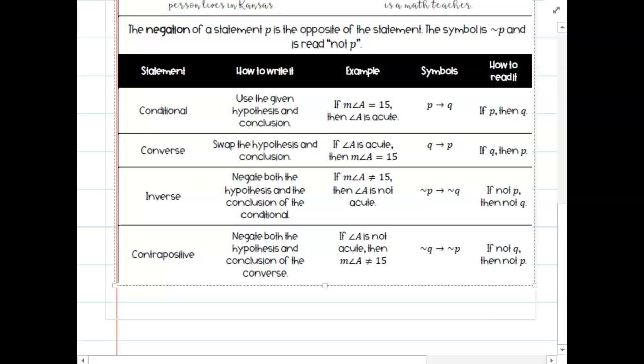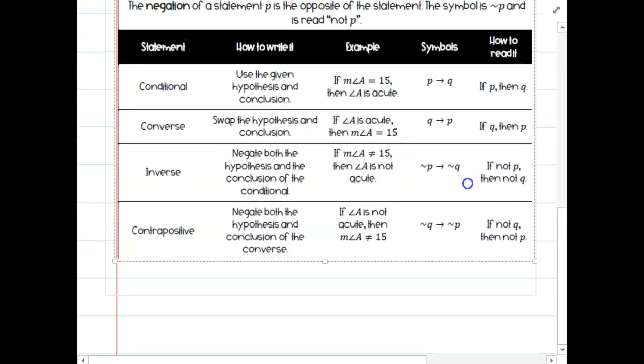And how you say that is you say "is not P," okay? We'll get down to that whenever we get down here at the bottom. So the first statement, like we talked about, is just your plain old conditional. How you write it is you take the hypothesis and the conclusion, and put "if" before the hypothesis and "then" before the conclusion. So my example here: if the measure of angle A equals 15, so we've got some angle that measures 15, then angle A is acute.